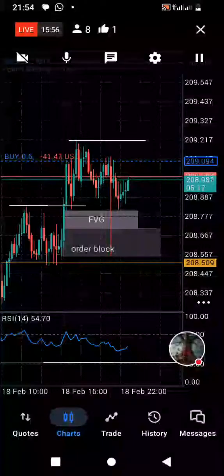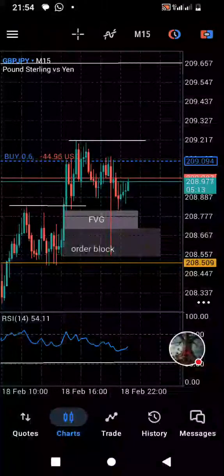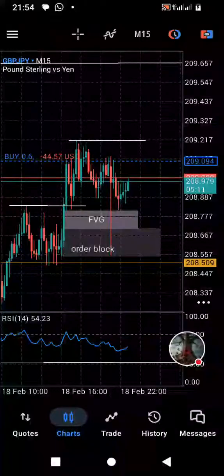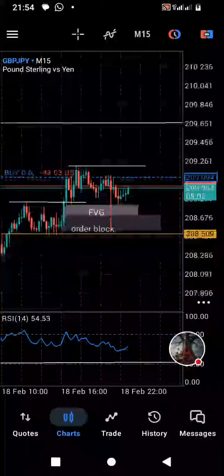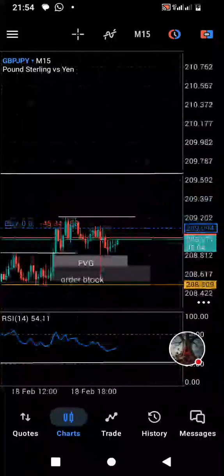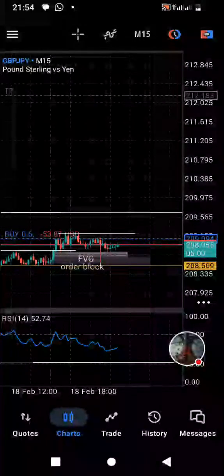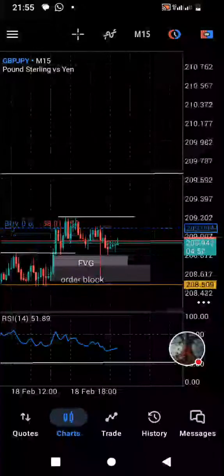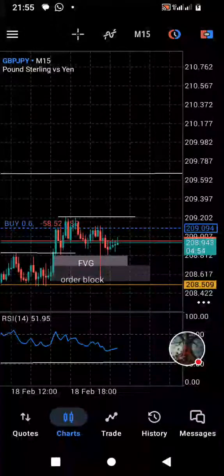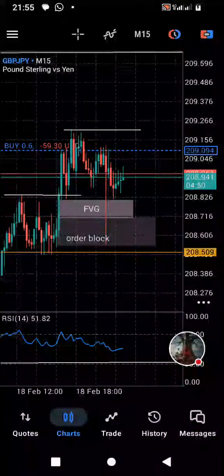Take your trade now. Set your stop loss at 208.509. And set your take profit at 212.183. That's your take profit.